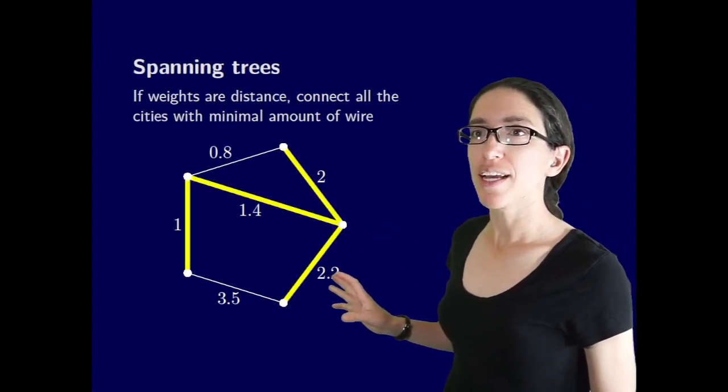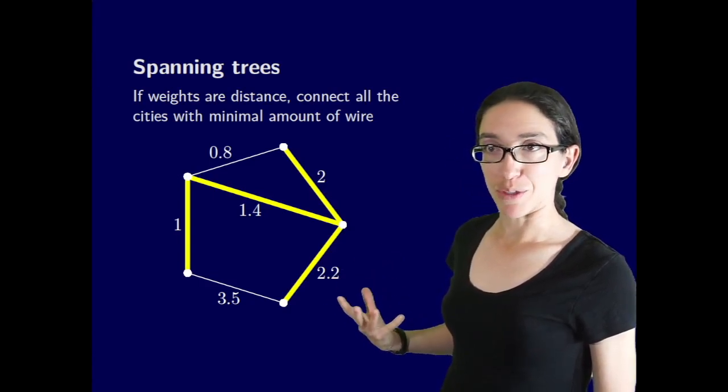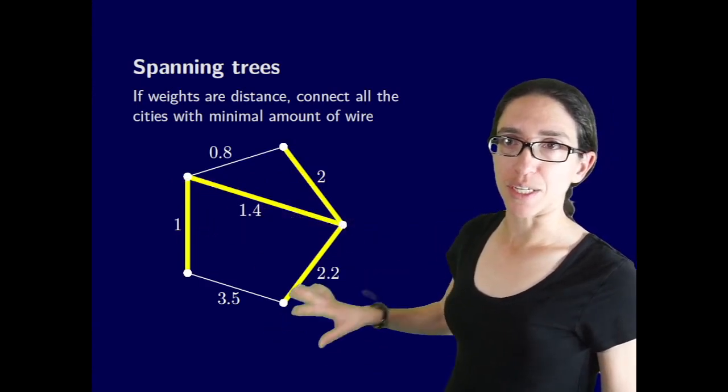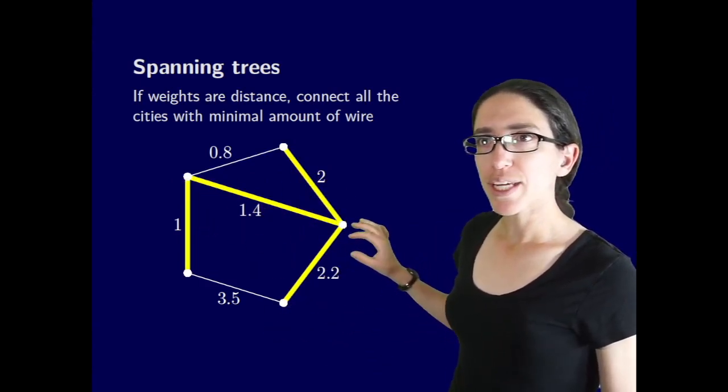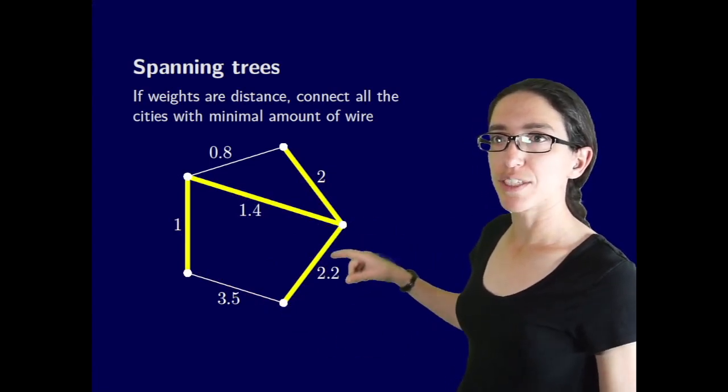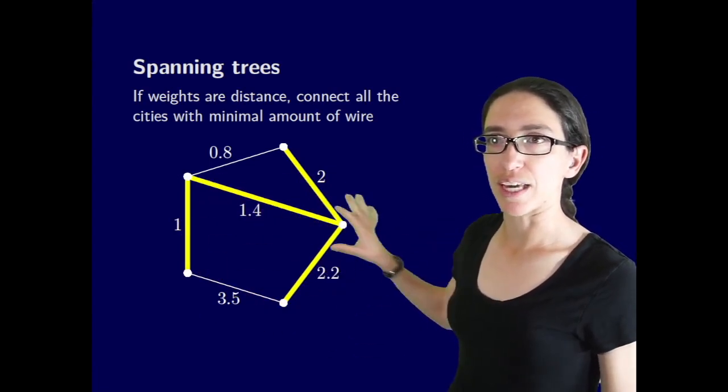Now, one thing we might want to do given a graph with weighted edges is find a spanning tree, and ideally a spanning tree with minimal cost. Here's a common application. Say you have a bunch of cities separated by distances on a map, and you want to connect them all with a minimal amount of wire to make a network so that every city is connected to every other city within the yellow network.